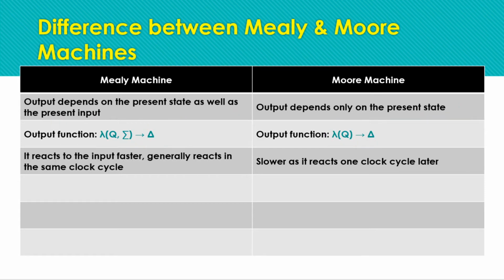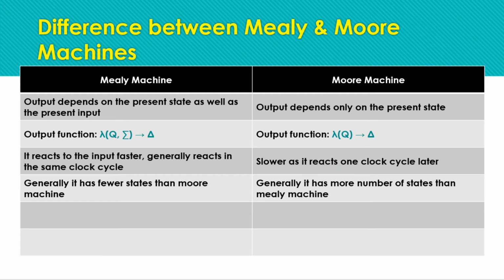The next difference is that the Mealy machine is faster than the Moore machine, because we get the output before reaching the next state. Generally it reacts in the same clock cycle. The clock cycle changes when we reach the next state, so we get the output faster because the Mealy machine reacts in the same clock cycle, but comparatively Moore machines are slower, as the output changes only after one clock cycle.